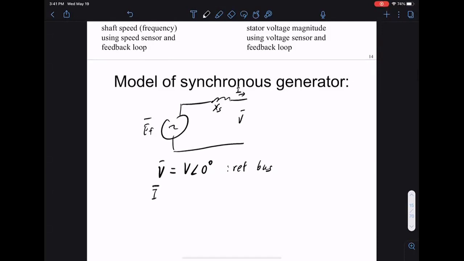Then the current will be I angle theta degrees, and the EMF is E angle delta. So the power is V I star, which depends on the cosine of the theta angle. That's just a convention. We'll choose the terminal to be 0 degrees, and therefore the internal EMF actually has an angle and not 0 angle, because it's not the reference.